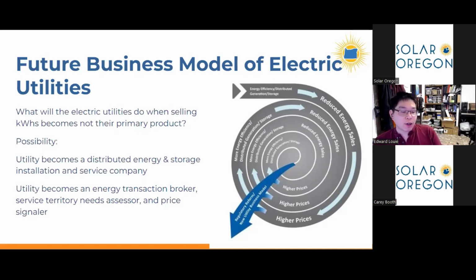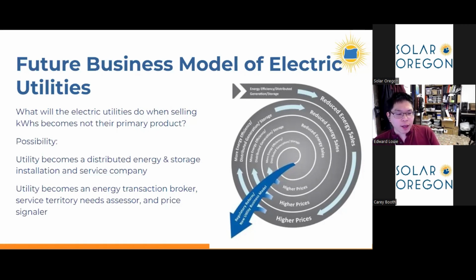Telephone companies did not go out of business when everybody switched to cell phones. They are still very much alive and well today. Electric utilities are the same way. They can adapt. Here are some of the ideas that I think are pretty logical paths forward for electric utilities. They become a solar and storage installation and service company. Instead of primarily selling kilowatt hours, they sell the panels and the batteries.